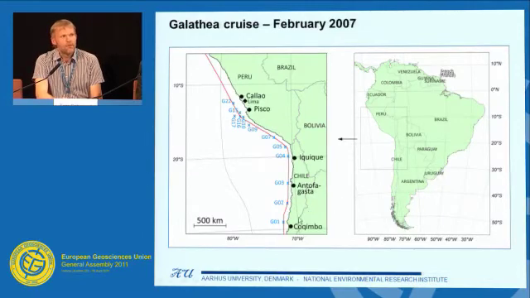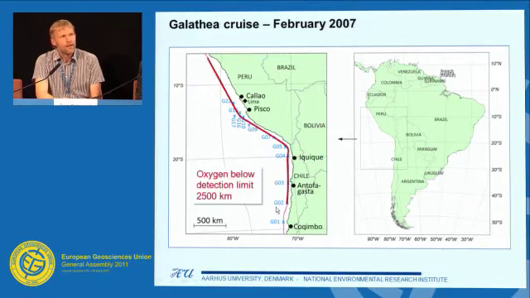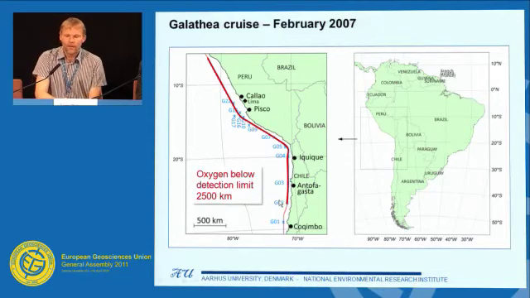We did a cruise in 2007 along the coast of Chile and Peru, where we measured the nitrogen removal experimentally on these stations indicated by the blue letters here. And then we also measured oxygen on a number of stations. And this thick red line represents the cruise track where oxygen was below the detection limit of our new methods. So here, on this 2,500 kilometer long cruise track, oxygen was so low we couldn't see it with this method. And this has implications for the nitrogen cycle and nitrogen removal.